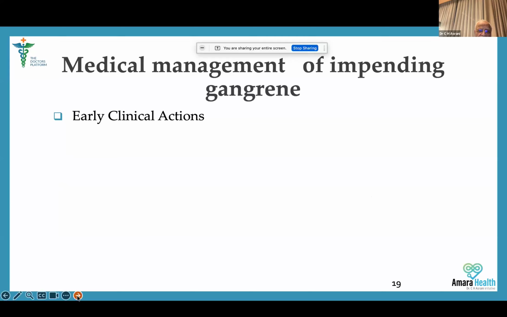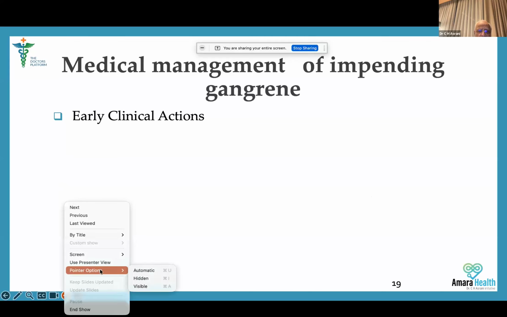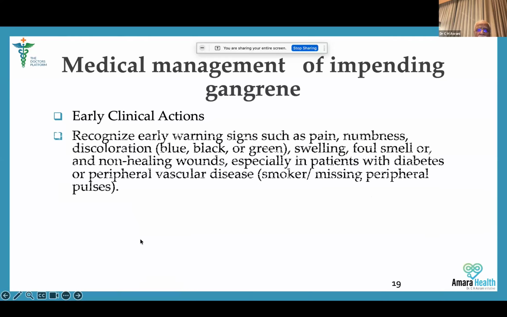What are the early clinical actions we should do? Recognize the early warning signs as I showed you in the picture. Pain, numbness, discoloration. Discoloration is a red alert. Blue, black or green, whichever. Any swelling, any foul smelling discharge, especially in a diabetic, you have to immediately think of possible gangrene.